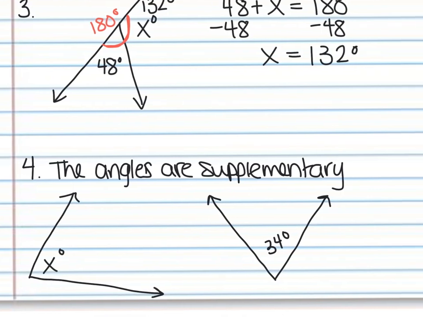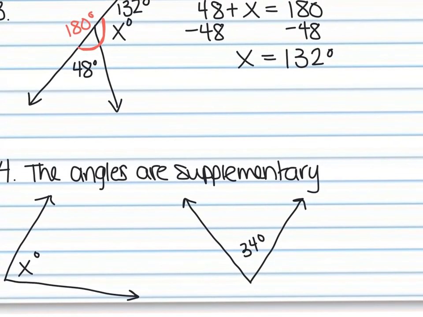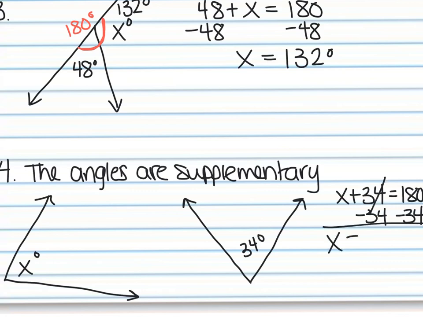So my two angles, x and 34, should add up to 180. Subtract, and I get x equals 146. So this missing angle is 146 degrees.